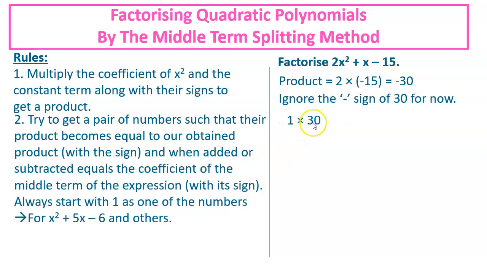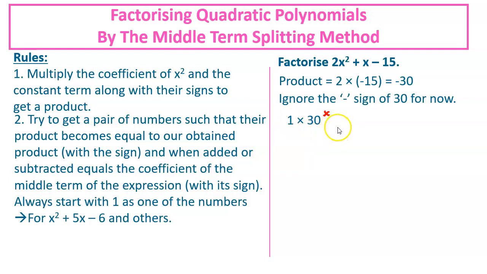Instead of taking minus 1 and 30, we can take 1 and negative 30. The product is negative 30, but 1 and negative 30 added together give us negative 29 and not plus 1. If we take negative 1 and negative 30, it will be negative 31. So whatever you do, you will never be able to get a plus 1. So this is not our required pair.